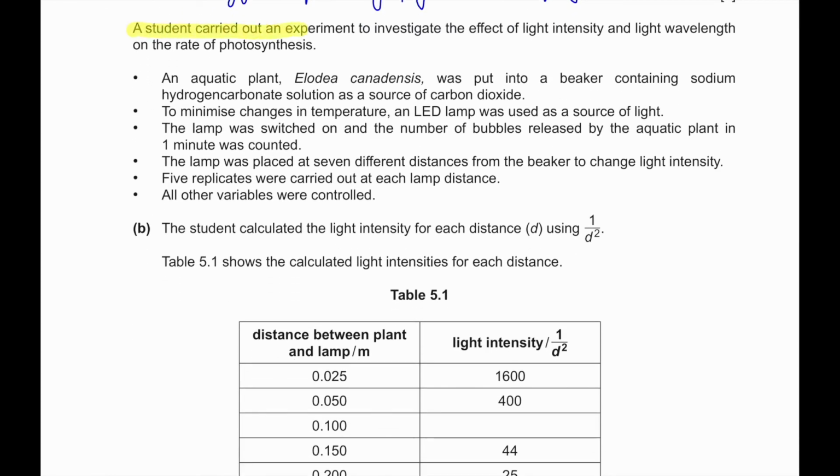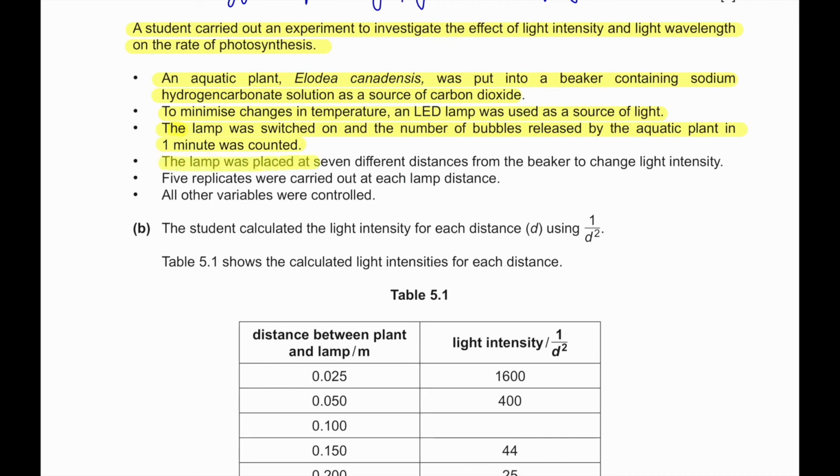A student carried out an experiment to investigate the effect of light intensity and light wavelength on the rate of photosynthesis. An aquatic plant, Elodea canadensis, was put into a beaker containing sodium hydrogen carbonate solution as a source of carbon dioxide. To minimize changes in temperature, an LED lamp was used as a source of light. The lamp was switched on and the number of bubbles released by the aquatic plant in 1 minute was counted.